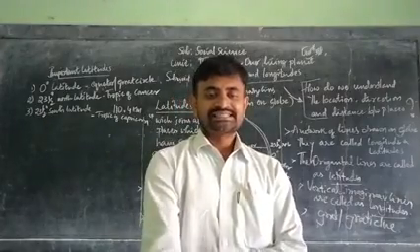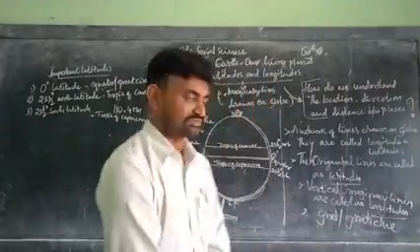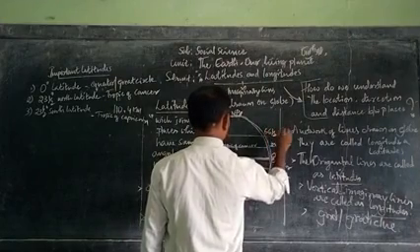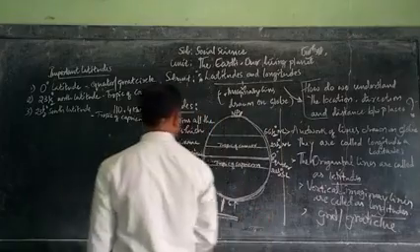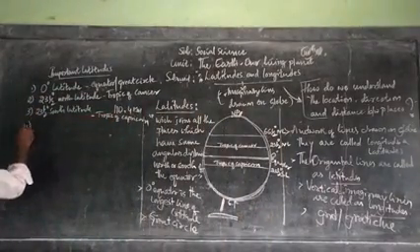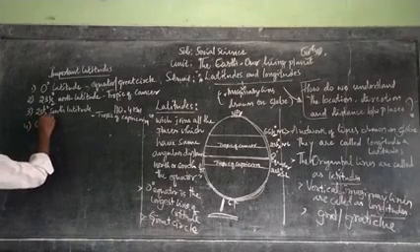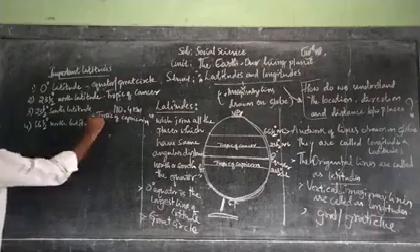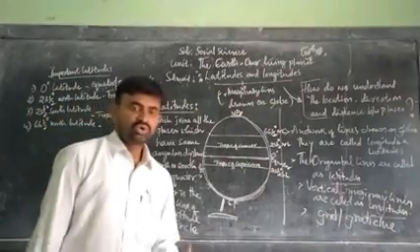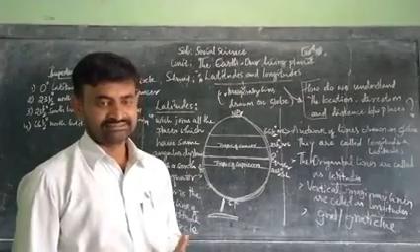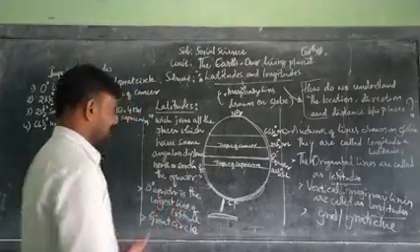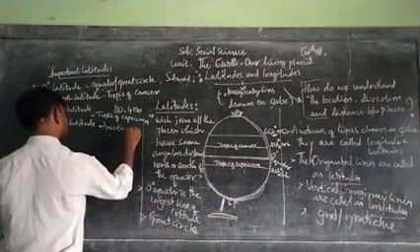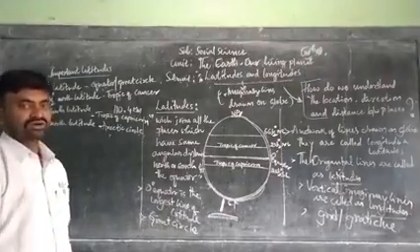And the fourth one is 66.5 degree north latitude. That is called the Arctic Circle.